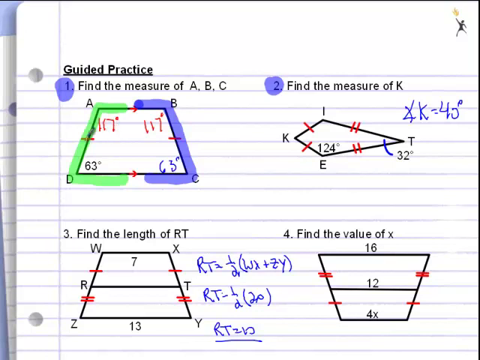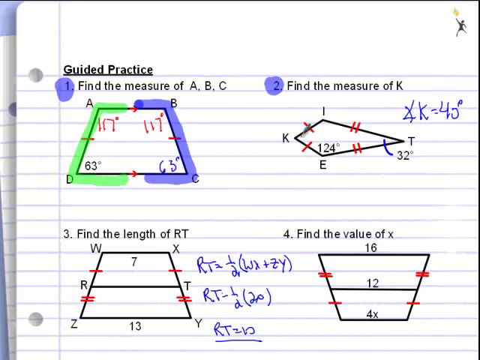I then looked at the isosceles part of the trapezoid and said, if these two sides are congruent, then the base angles are congruent, which means if this angle is 63, then angle C is 63. I then knew that angle C and angle B had to be supplementary because of consecutive interior angles, so I said 180 minus 63 is 117.